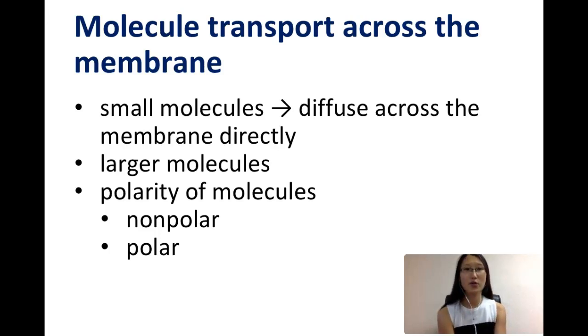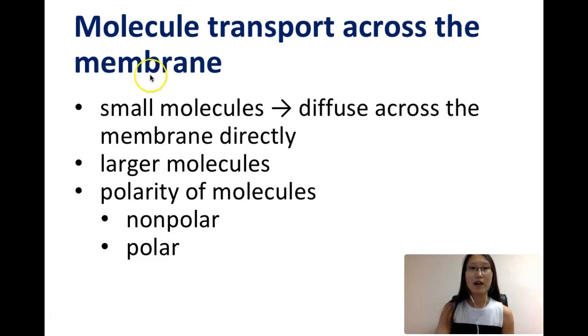Hello everyone, in this video we're going to talk about how molecules can be transported across a membrane, especially a cell membrane or any type of membrane inside a eukaryotic cell that's semi-permeable. Actually, all of them are semi-permeable or selectively permeable membranes, because cells and organelles need to regulate their internal environment.